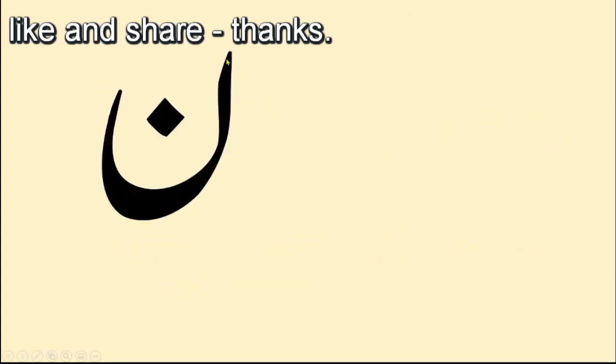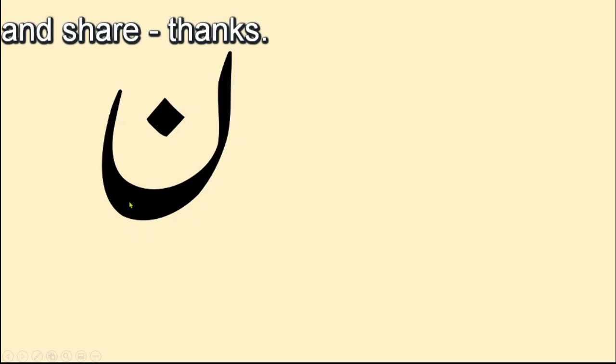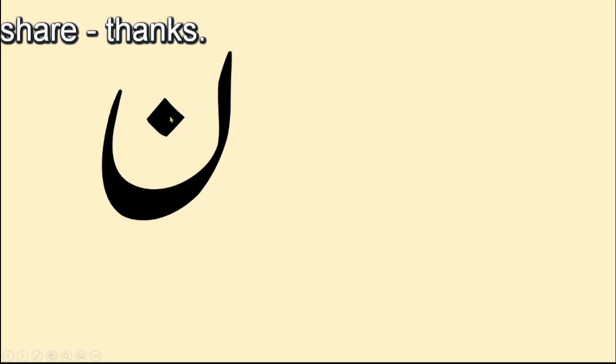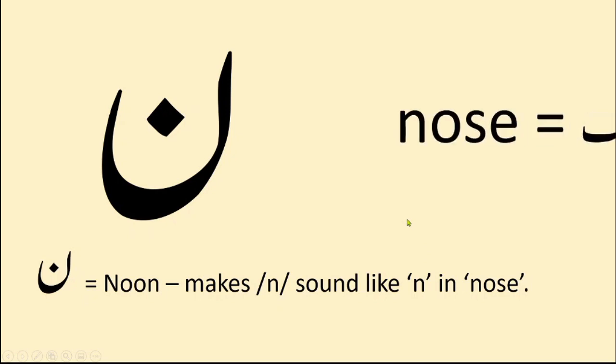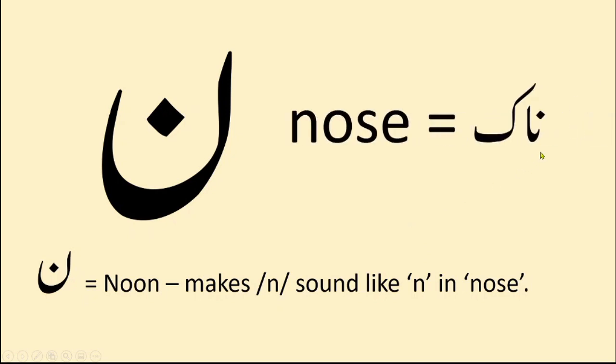Look at this letter now. We start writing from here. We go up there. We put a dot in the middle. We call this noon. It makes the N sound, which is same as the sound of letter N in the English word nose. Now, a nose is known as naak in Urdu. So, noon, naak.